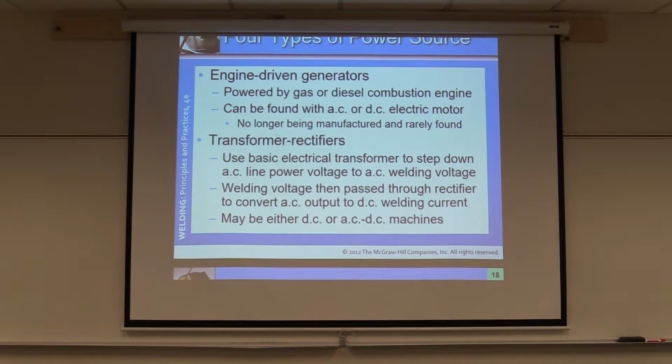Types of power source, we're here on engine-driven generators. These are powered by gas or diesel engines. These machines can also be found with an AC or DC electric motor as their power source. However, they are no longer being manufactured and are rarely found in industry today.